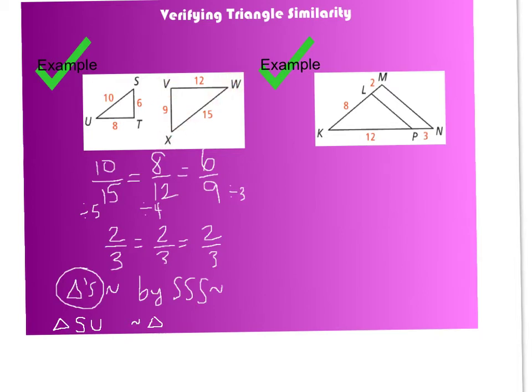So I have XW, and my last letter here is T, and my last letter here is V. I'm going to do another example for you.